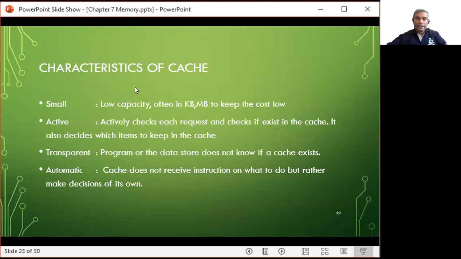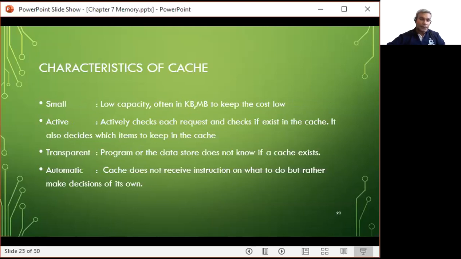Now there are several characteristics of the cache. First, it is very small. You don't get a large cache, maybe several megabytes at most. And it's active, in the sense that it's actively checking what values have been accessed and updating the cache. It's not a passive thing, it's actively changing the values in the cache.